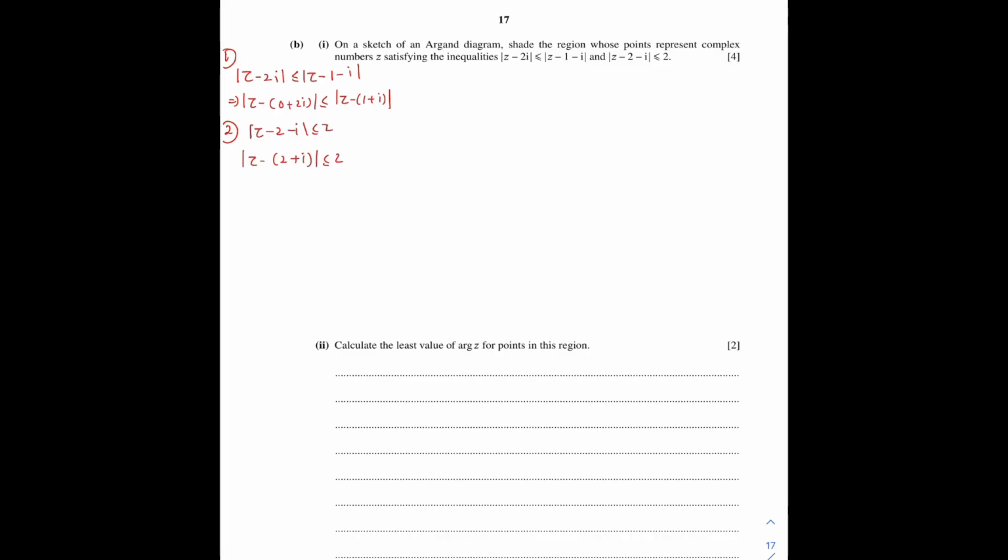For the second part, I have modulus of z minus 2 minus i is less than or equal to 2. So I have to draw modulus of z minus 2 plus i less than or equal to 2, which means a circle with center 2 plus i and radius 2, and I have to shade the inner part. Okay, let's try this. It will be a rough sketch. If I need to alter something, I'll alter according to my need.